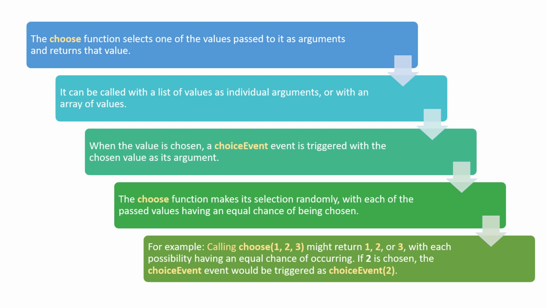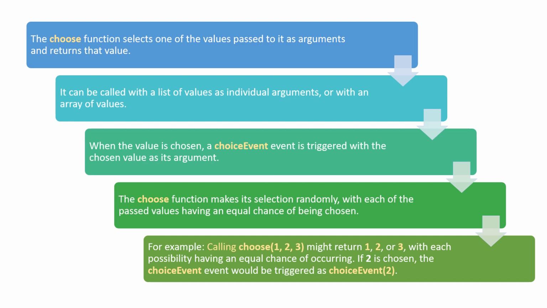The choose function selects one of the values passed to it as arguments and returns that value. It can be called with a list of values as individual arguments or with an array of values. When the value is chosen, a choice event is triggered with the chosen value as its argument. The choose function makes its selection randomly, with each of the passed values having an equal chance of being chosen.